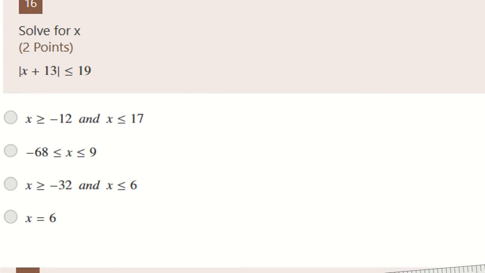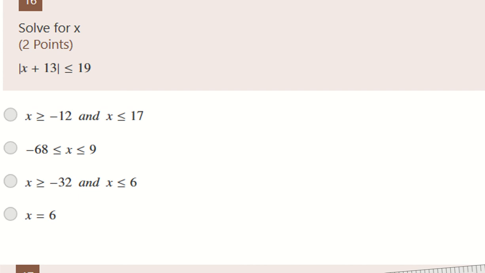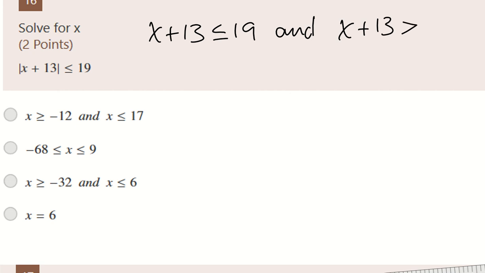Question 16, another problem very similar. I don't think this will take us much time. I've just got x plus 13 is less than or equal to 19. Oh, this is less than, so it's also going to be joined by and, then I've got x plus 13 also must be more than or equal to negative 19. So I'm just subtracting 19 from both sides, so x has to be less than or equal to.